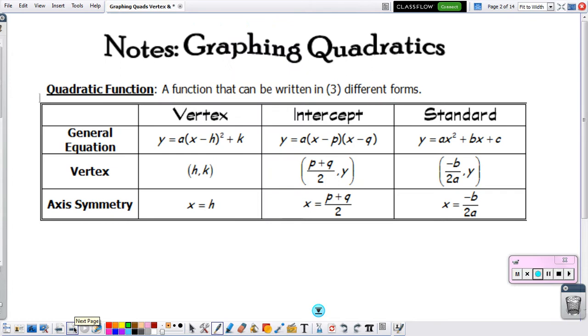So these are the 3 forms that we will be working with this year. This video we will focus on vertex and intercept. The first form we're going to look at is vertex. We are now going to take our parent graph and we are going to see what happens when we shift it left or right, up or down, or what happens when we change the A value.